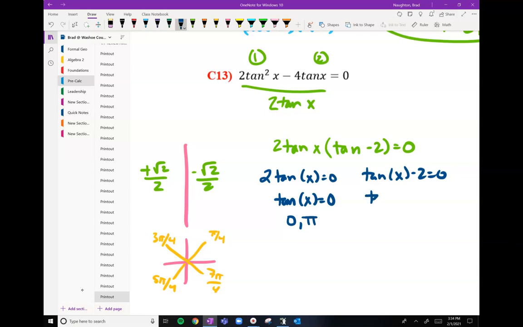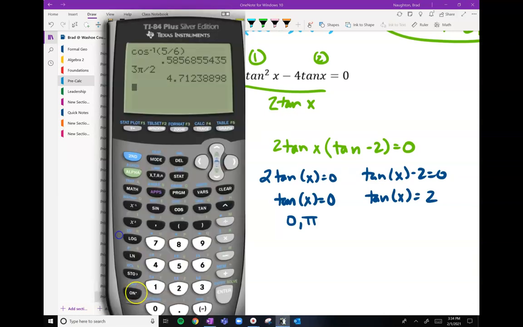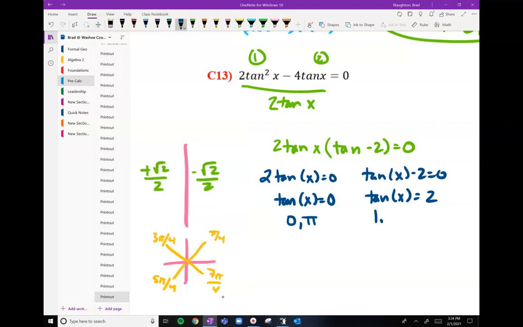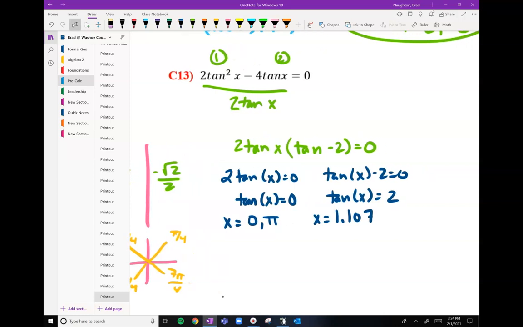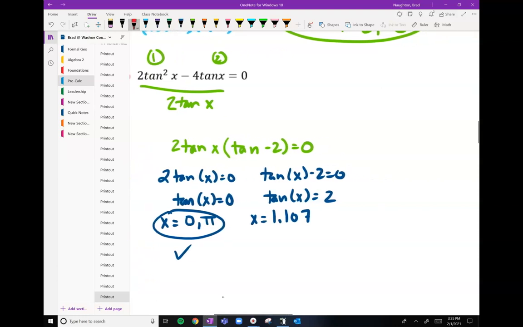And then over here, we're going to say when is tan of x equal to 2. That we're not so sure of. So we'll hit second tangent 2. And so we're going to get 1.107 for my x. So I have my x's here. So let's go ahead and make sure I have them all. So I know that I'm good here because that's one of our unit circles, but this one not so much. So let's make sure we got this all set up.